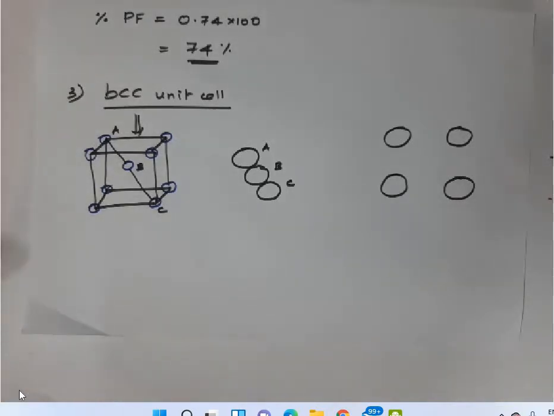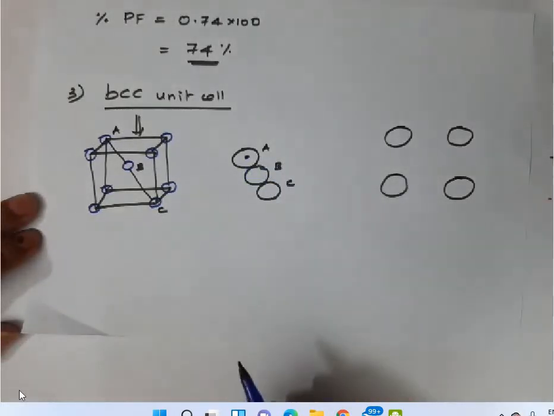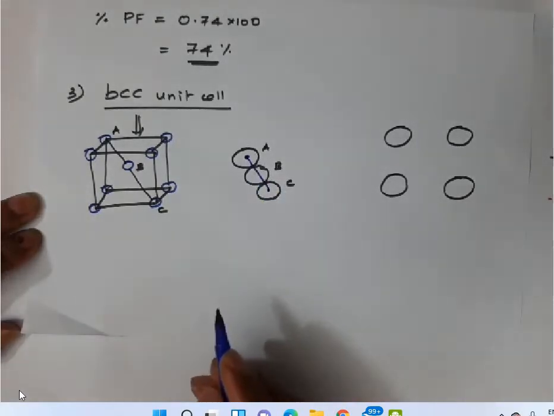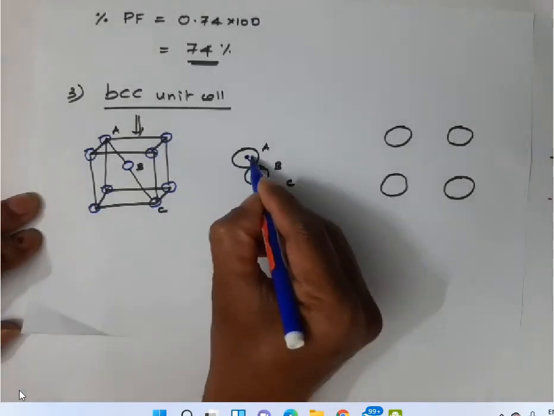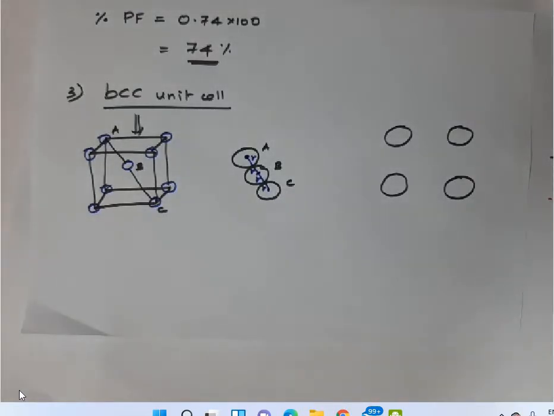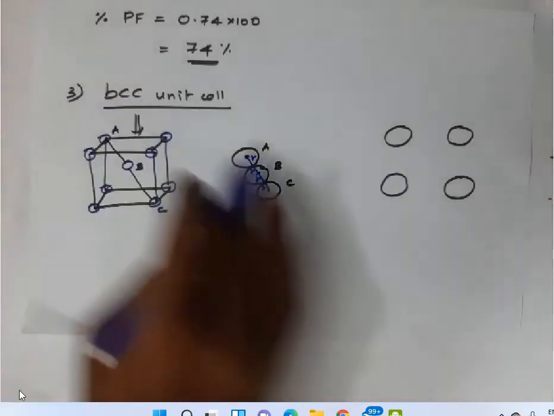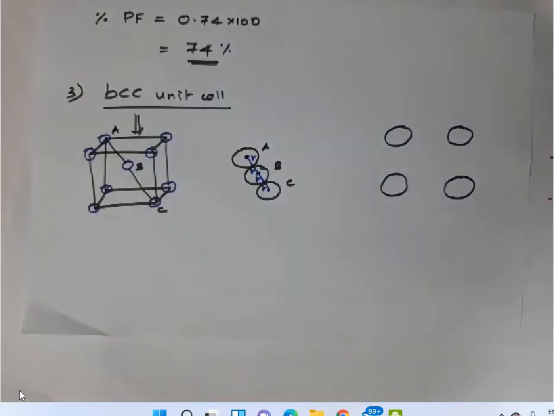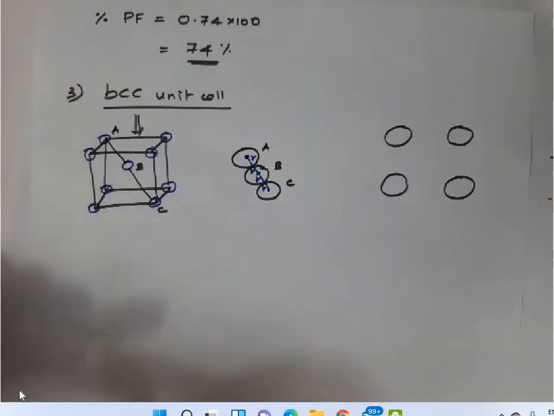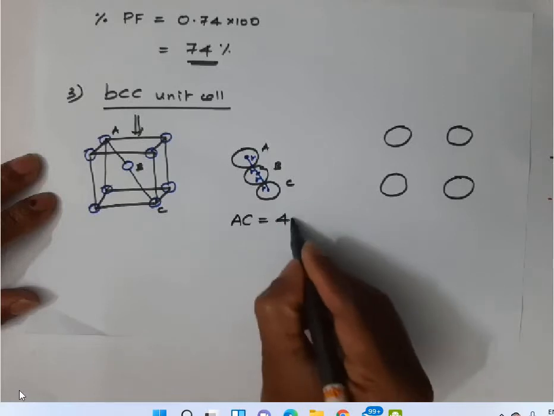Now what I'm going to do, here you see, you take the center of the atom A and the center of the atom C, and this length is nothing but AC. And this length has four radii. This is the radius of atom A, this is one radius, this is another radius, this is another radius. Here I am giving symbols A, B, C, but you know very well, we have taken elemental crystals. Just for understanding purpose, assume that A, B, C are all similar atoms. If they are similar atoms, their radii are the same. Therefore, the diagonal length AC is supposed to be equal to 4 times the radius of the atom.